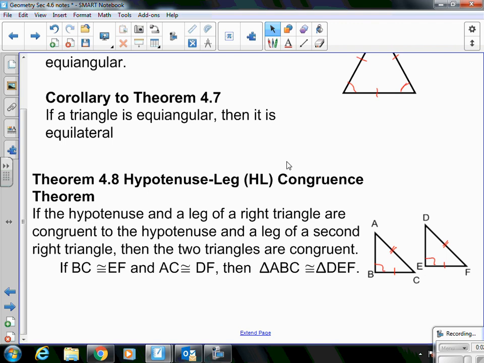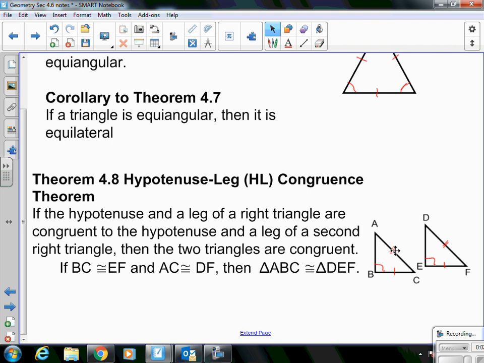All right, so then theorem 4.8 is the hypotenuse leg congruence theorem. It says if the hypotenuse and a leg of a right triangle are congruent to the hypotenuse and a leg of a second right triangle, then the two triangles are congruent. So if it's a right triangle, then we just have to have two additional parts of information to know that they're congruent.